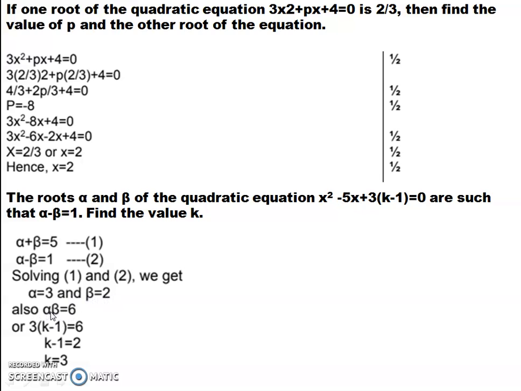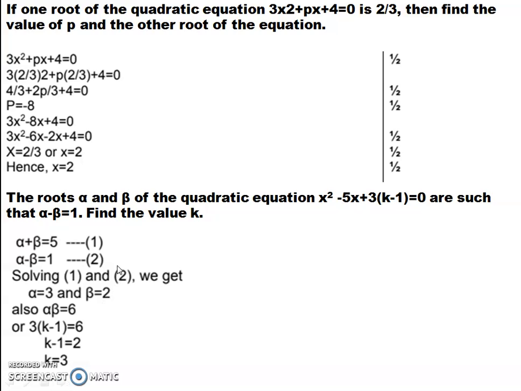Now, alpha beta, what is alpha beta? Alpha into beta is 3 into 2, 6. What is alpha into beta? It is c by a. That is, k minus 1 is equal to 2, k equal to 3. Is that clear? Here a is 1, so c should be this one. That's why we equate it to c. 3 into (k minus 1) is equal to 6.